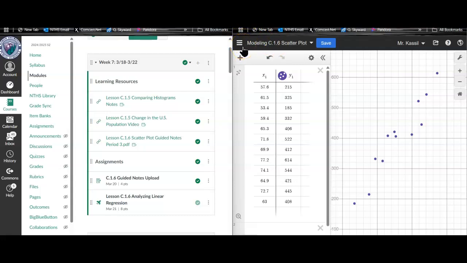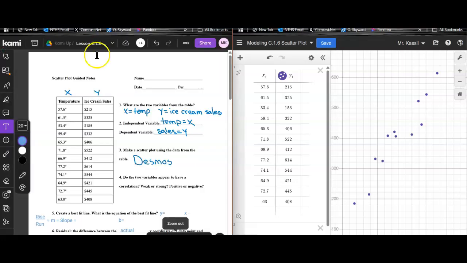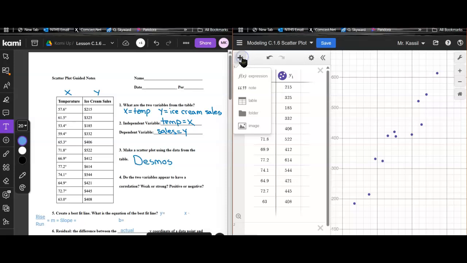If you have not made this yet, then you can use your guided notes and actually type in the temperature and ice cream sales into a table in Desmos. You can do that by clicking this plus button and then adding a table and then typing in each of the data values. Effective learning from a video means that you can pause, rewind, and fast forward as well. So if you need to type that in, do so now. And otherwise, let's get started.